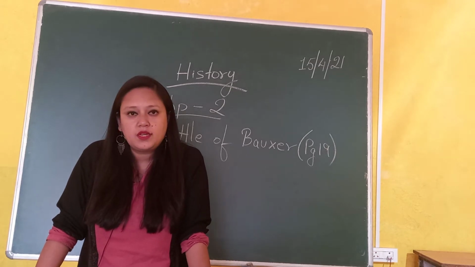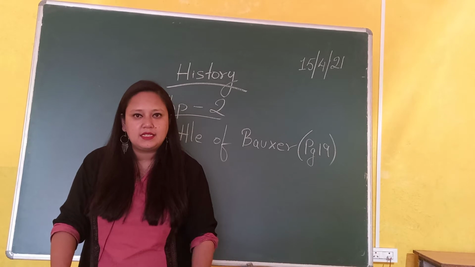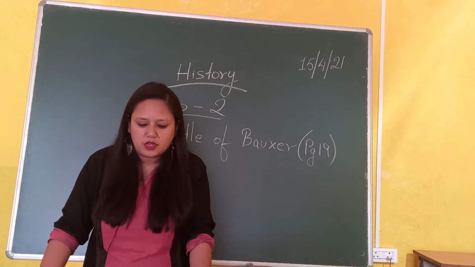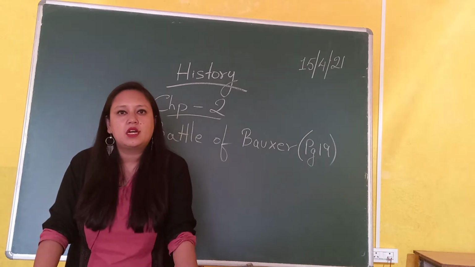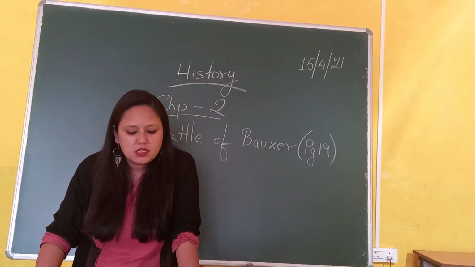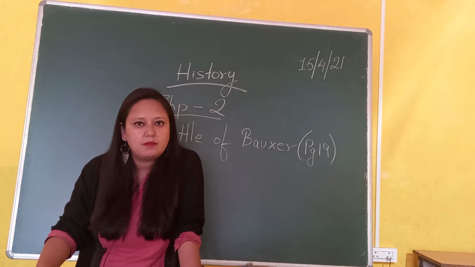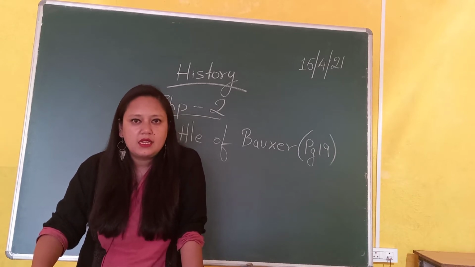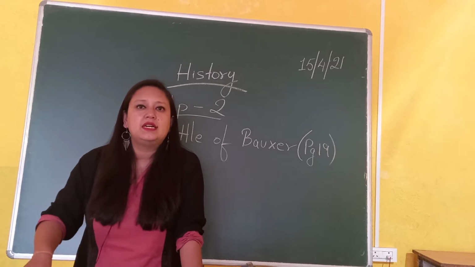Today we shall be doing the Battle of Buxar, which is on page 19 in the second chapter of history. Now we learned in the previous class that Mir Qasim, who was made the ruler of Bengal by Robert Clive, was supposed to be a puppet. He was supposed to be a yes man.